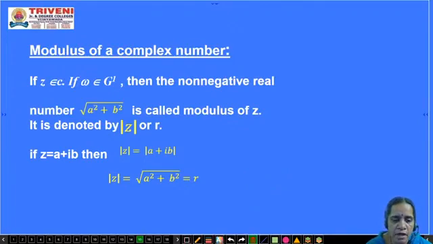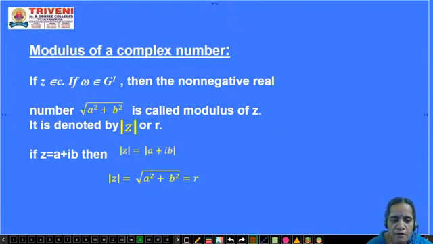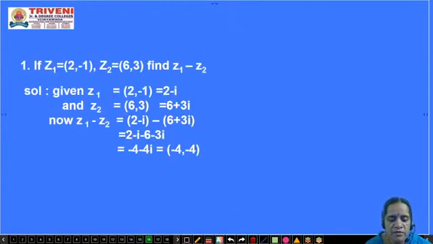Some example: we take the value of z is equal to 2 plus 3i. Then we have to find mod z, where a is equal to 2 and b is equal to 3. So it is the square root of 2 squared plus 3 squared, that is the square root of 4 plus 9, which is equal to root 13. This can also be written as small r. Okay, then we are going to some problems like this.